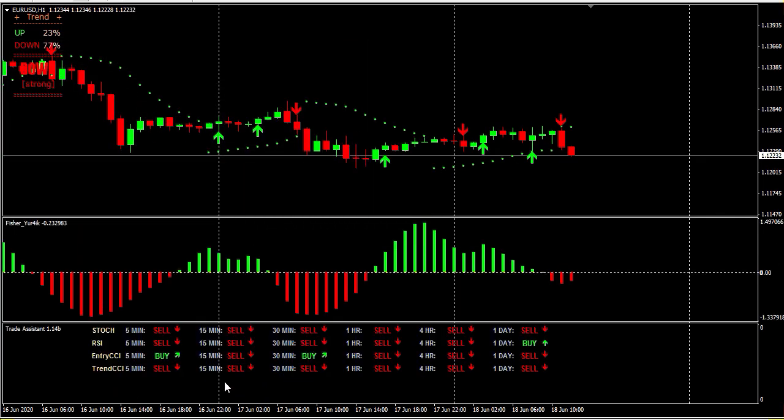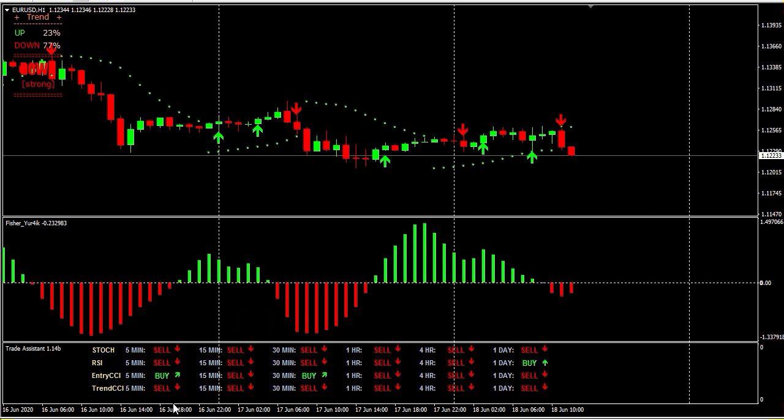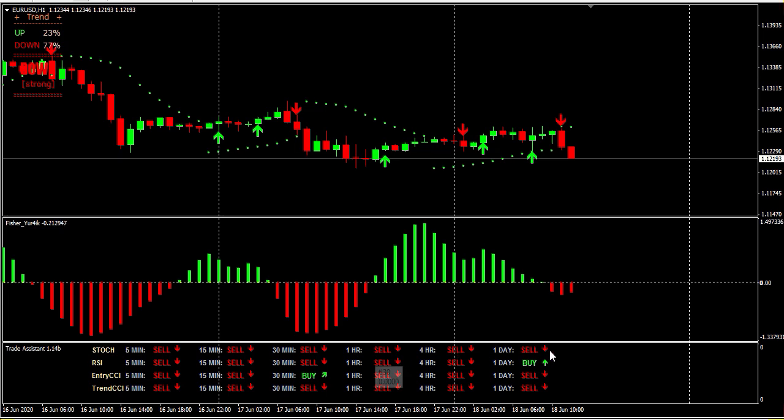There it is. Now this is what it's doing. It's telling you what the stochastic is doing on the 5 minutes. It's telling you to sell on the 5 minutes. On the 15 minutes it's telling you to sell. On the 30 minutes it's telling you to sell. On the 1 hour it's telling you to sell. On the 4 hours it's telling you to sell. On the daily it's telling you to sell.